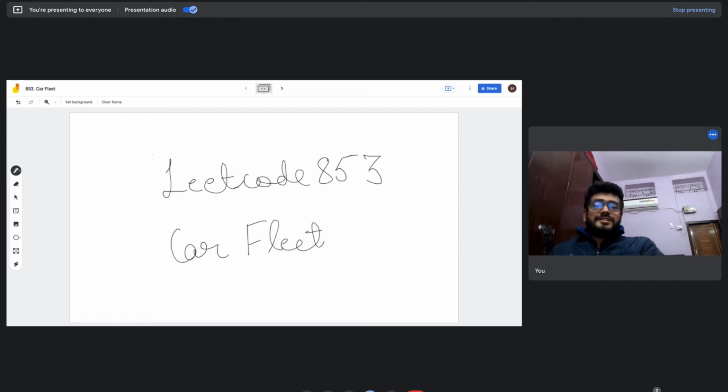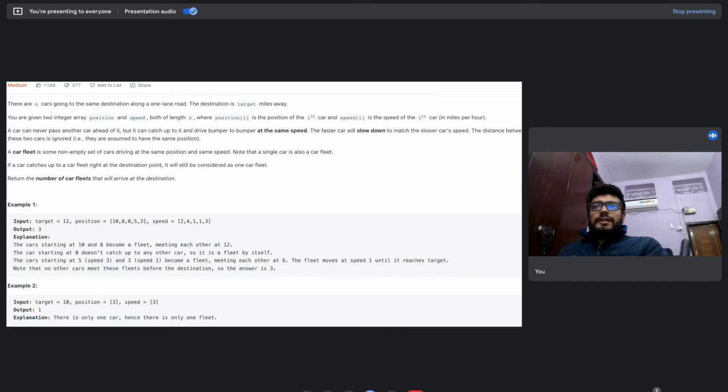Today we are going to discuss yet another very interesting problem on LeetCode, which is Car Fleet. Now let's take a look at the problem. In this problem, you have been given n cars that are going to the same destination on a one lane road. That is, they are all moving in the same direction towards a particular target.